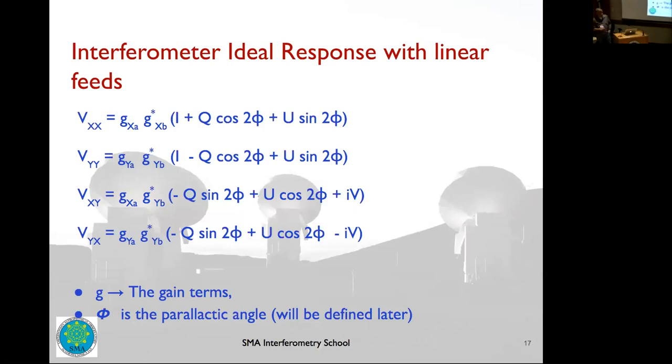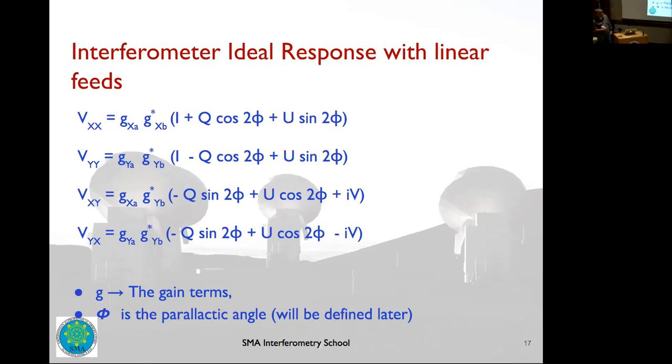So this is the ideal interferometer with linearly polarized feeds. That's what is present in a lot of telescopes. They have feeds which are linear. The SMA feeds are linear by design, but we'll talk about some modifications later. And so you can form the four products. I showed you, right? X and Y are the two linear polarizations. And then if you have gain terms, which we've already talked about, then the polarization response is something like this.